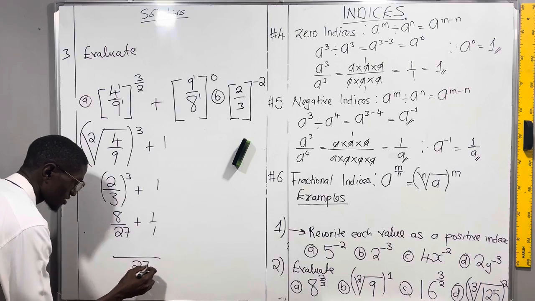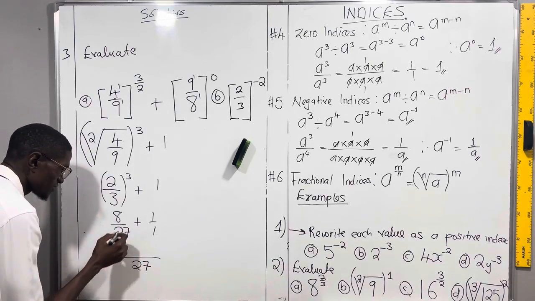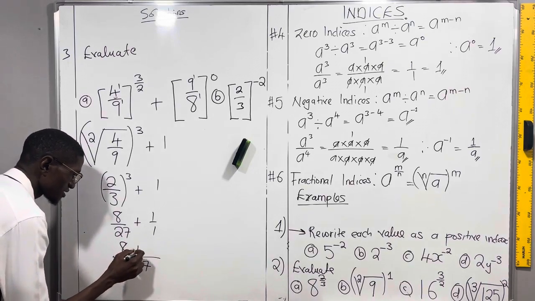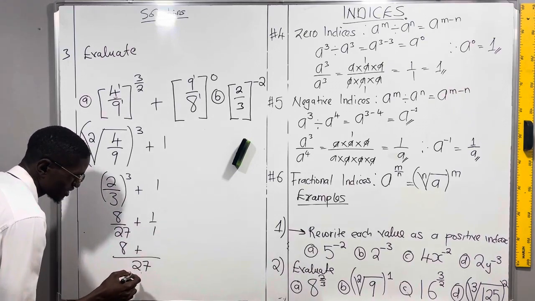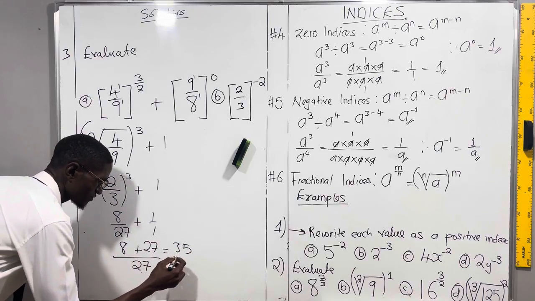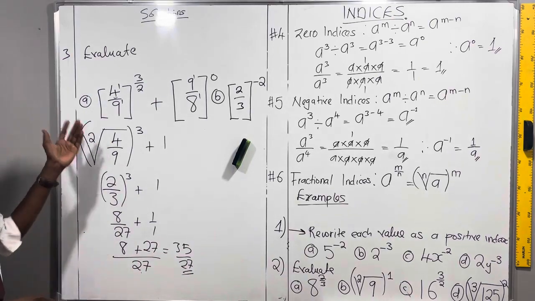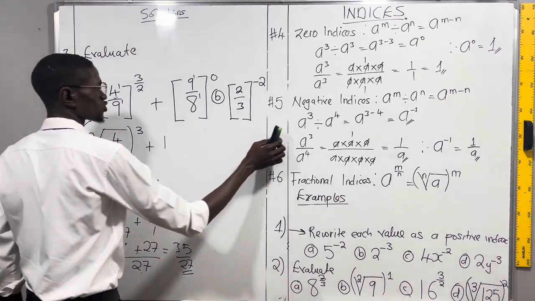We have the common denominator as 27. Okay, there we have a 1 times 8. 8, bring down that sign. This divided by that is 27 times 1. 27 giving us 35 over 27, and we are done. So that will be our final answer using the shortcut method.